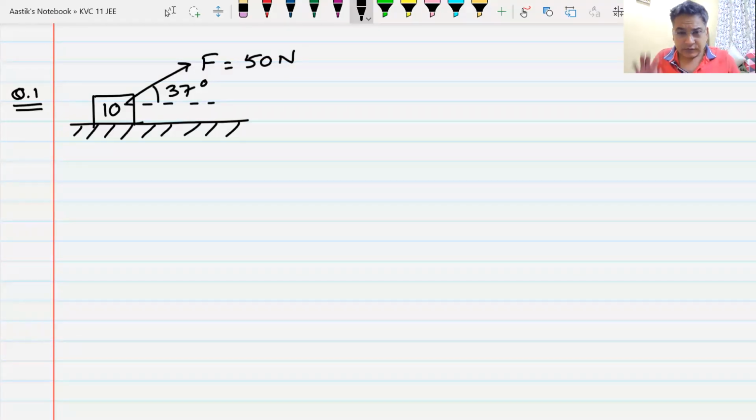Now let me do it step by step. I'm not going to write the steps. I'm going to speak the steps, and the first step is to draw the sketch. There is no need to draw the sketch.